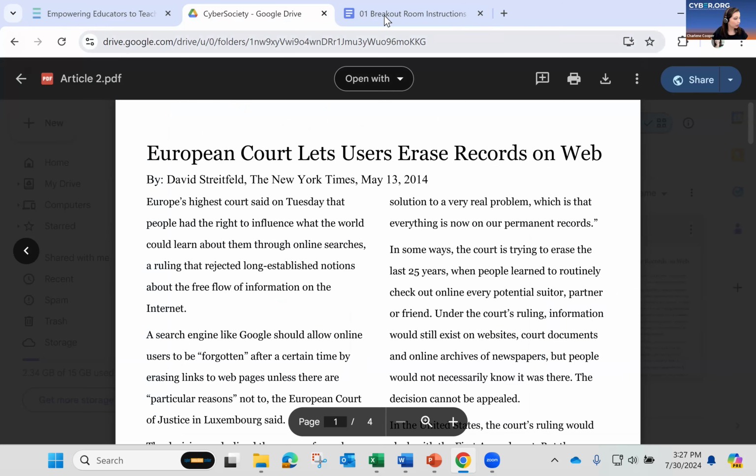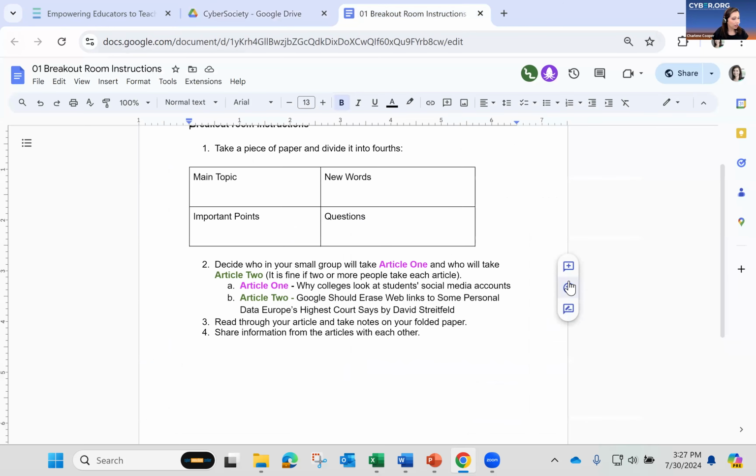So again, just to go back through those instructions, first you have an opportunity to introduce yourselves to each other in your breakout room, and then you'll decide who will take Article 1 and who will take Article 2. You'll read through that, taking notes on your paper in each of those quadrants, and then you'll have an opportunity to talk to each other about that. So before I send you into your breakout rooms, are there any questions for us?